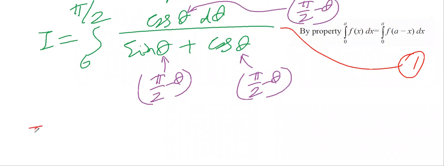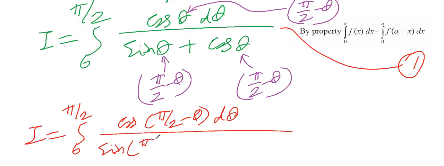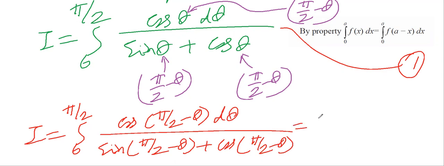Now, in the next step, I am going to apply the property. Which property? This property: integration 0 to a f of x dx is equal to integration 0 to a f of a minus x dx. So wherever there is cos of theta, I will write pi by 2 minus theta. Wherever you have theta, you will write pi by 2 minus theta. Here also you will write pi by 2 minus theta.